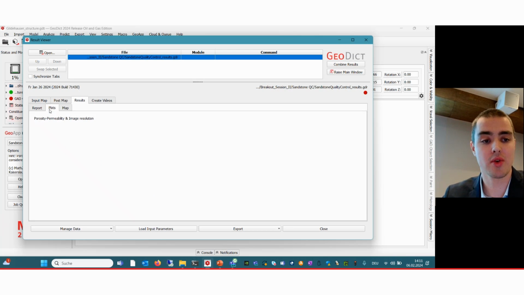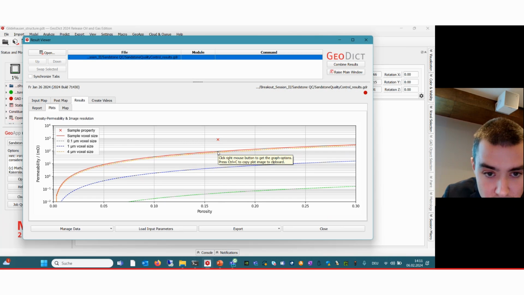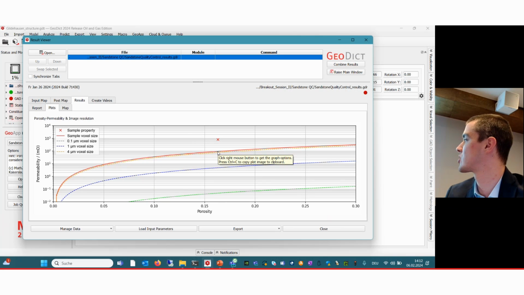And we can also show the plot, which shows you where your sample permeability versus porosity lands, and what would be the minimum permeability you could, so to say, predict with this current setup. In this case, for our sample voxel length, which is 4.4 microns, it's the red line. And if we look at the current porosity of this sample, we would be able to achieve approximately a minimum of 100 millidarcies permeability prediction.